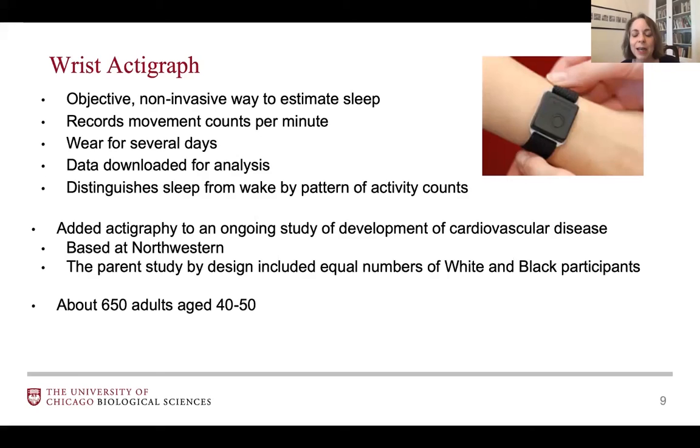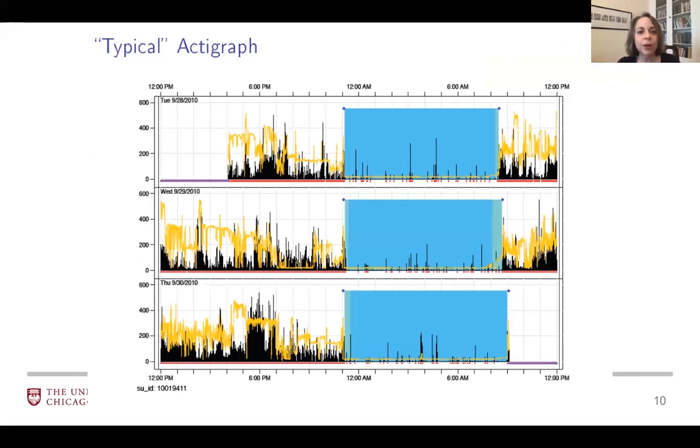And we measured sleep for several nights for about 650 adults aged 40 to 50. This is just to give you an idea of what the data look like from the actigraph. So the black spikes indicate how many activity counts there were per epoch, per minute. The yellow bar line is a light meter that was on the device. So it tells you when the lights were on and off. We asked the participant to press a little button when they started to try to fall asleep and to wake up. It just put a timestamp on there. It didn't start or stop the recording.